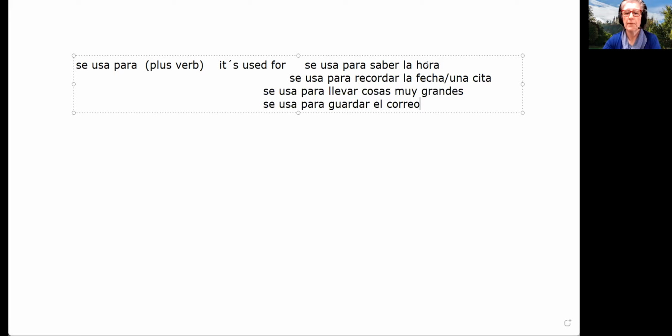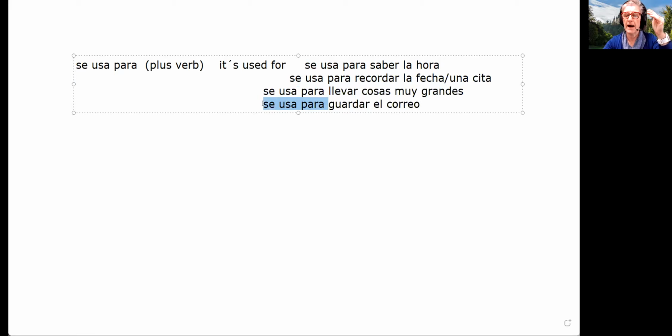Okay, por ejemplo. But notice what happens. This is going to be a great little exercise for you to refine next week. You use it for, para, and that next word is going to be an infinitive, not conjugated. And this chunk always stays the same. Se usa para, it's used for. I know the word it isn't anywhere really in there.